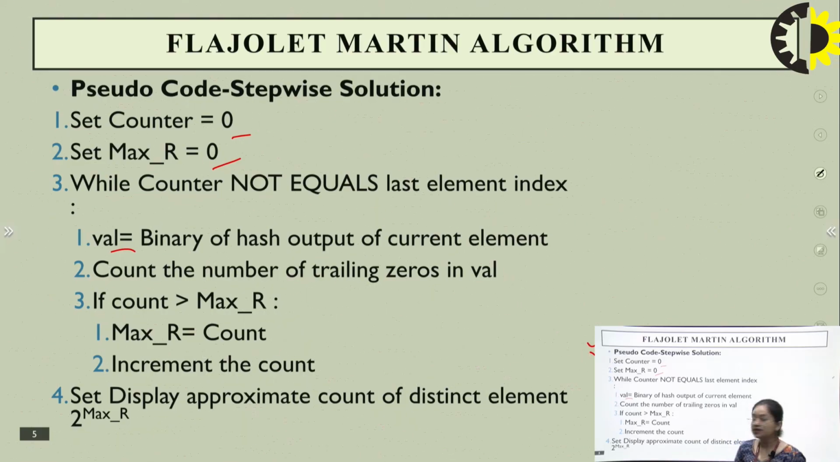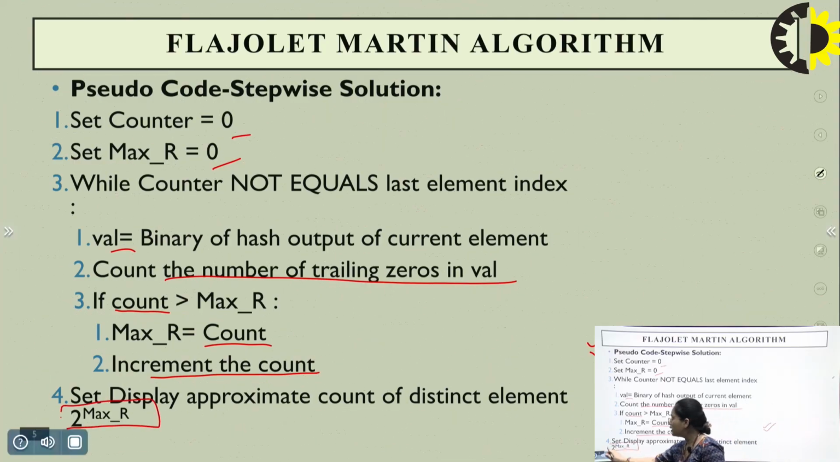Then the next step is counting the number of trailing 0s. Suppose first we got 0, then 1, then 3 and 2. We will take the max, so we need to count, right? The maximum value we will now find out by comparing the values. If the count is greater than the max value, we update it, otherwise we do not, and the counter is increased. In the last step, whatever our maximum value is, the estimate will be 2 to the power of the maximum value.